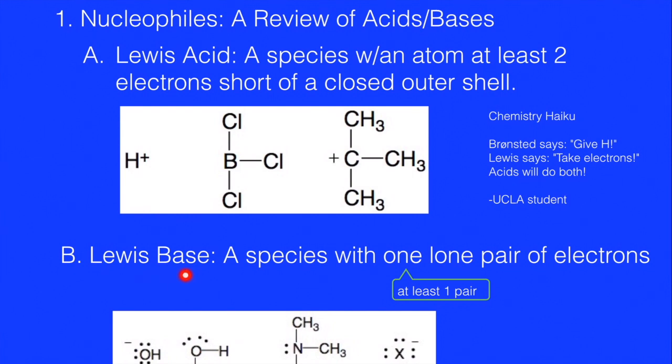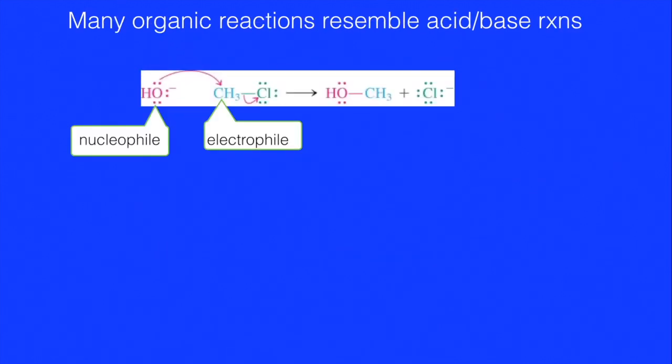So again, we're thinking about what those are. So we're going to see this Lewis base, which is a good nucleophile, on the next page. We're also going to need Lewis acids, which are electrophiles. All right, so here's that OH minus. It's a good nucleophile, and it's negatively charged, and it's really looking for something that loves electrons. And that would be this carbon here attached to a chlorine.